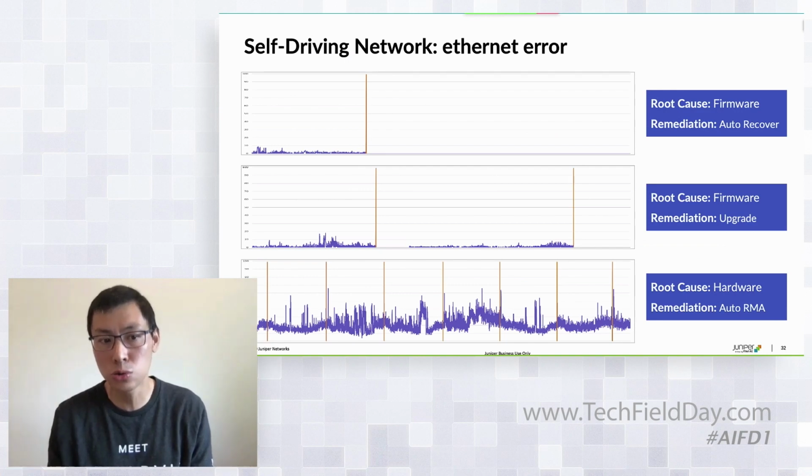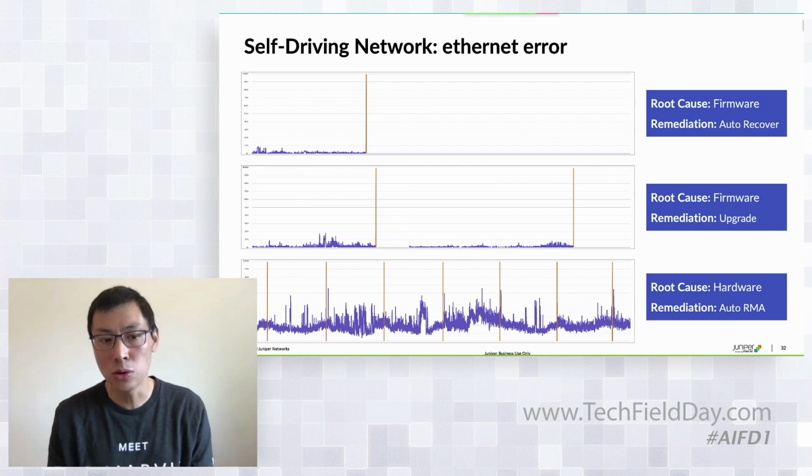It's self-driving auto recovery. The second one is interesting because the Ethernet error disappeared for some time, then resumed, right? That normally indicates a firmware problem, like a memory leak. So in that case, we can actually do an auto firmware upgrade. We're going to talk about that right after this.